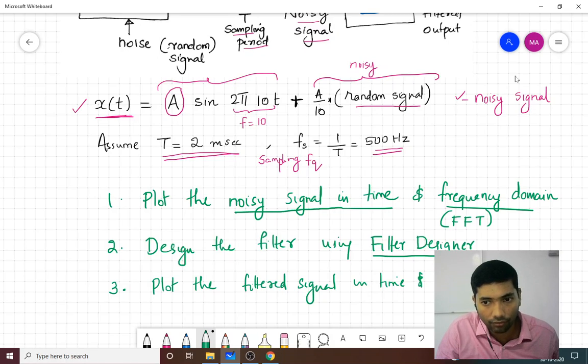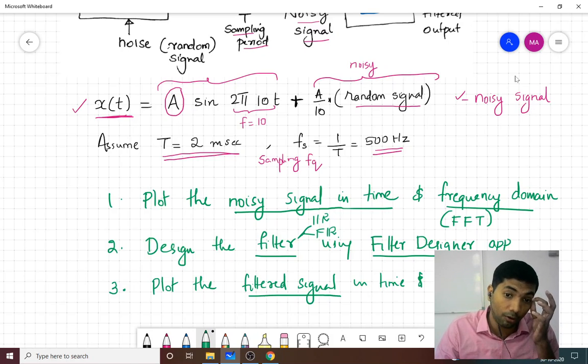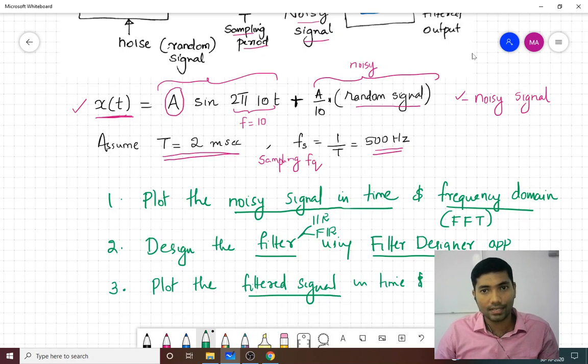So this is the agenda for today. First we will try to plot the noisy signal in time and frequency domain. Then we will try to design the filter. It may be an IIR filter or an FIR filter, so I am not going into the details for the moment. We'll see how to design a filter using the filter designer app in MATLAB, and then we will take the designed filter back to the workspace and plot the filtered output in time as well as frequency domain and check whether we have obtained the required signal.